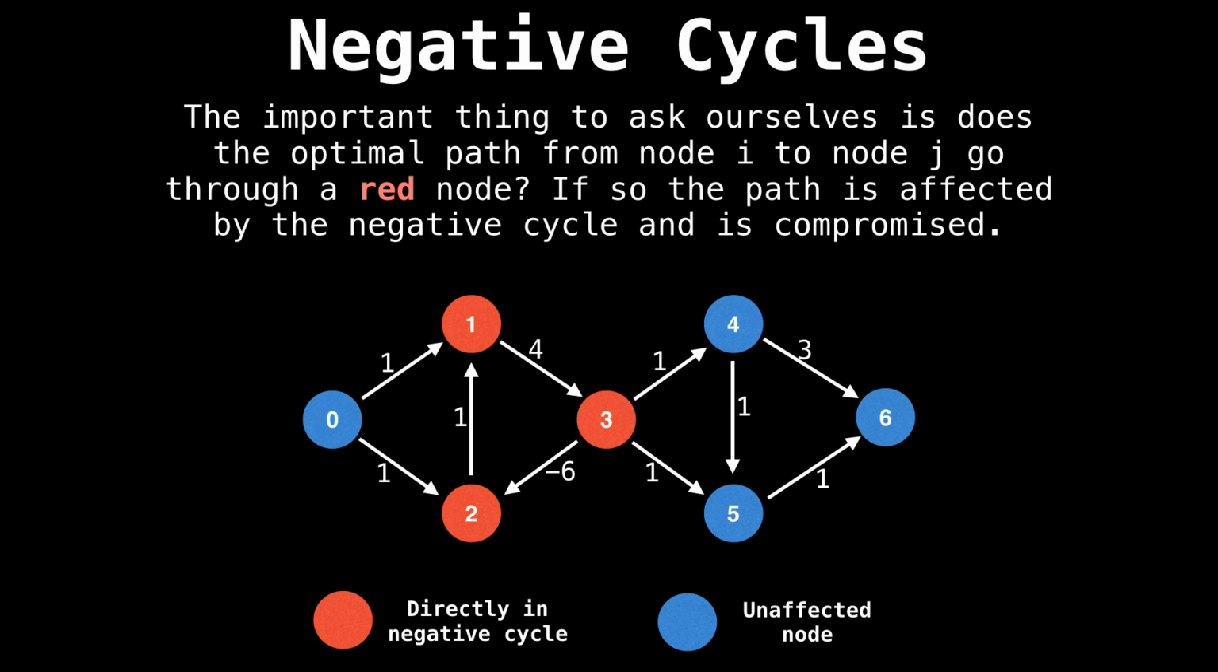So an important thing to ask ourselves is, does the optimal path from node i to node j go through a red node? If so, the path is affected by the negative cycle and is compromised. For example, the shortest path from 0 to 5 is negative infinity, because I can go from 0 to node 2 and indefinitely loop in the negative cycle consisting of nodes 1, 2, and 3 obtaining better and better costs before eventually going to 5. This is a consequence of traversing a red node on the way to 5.